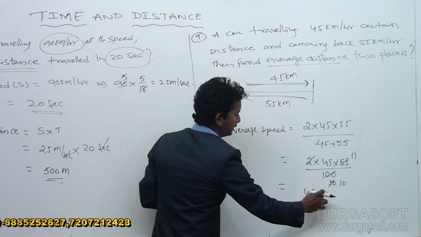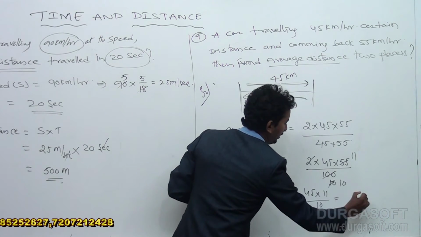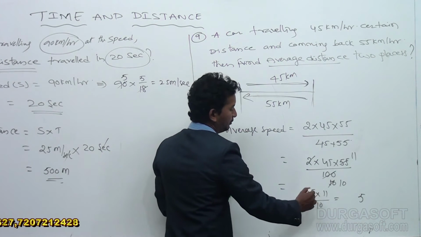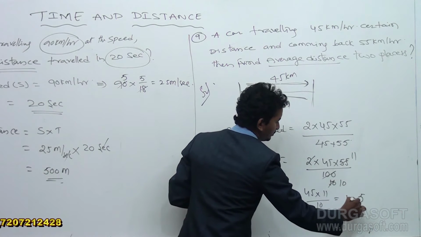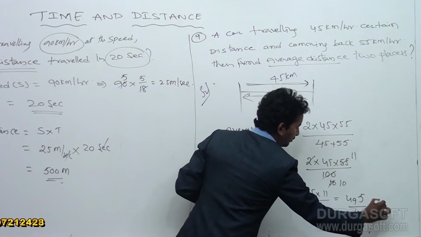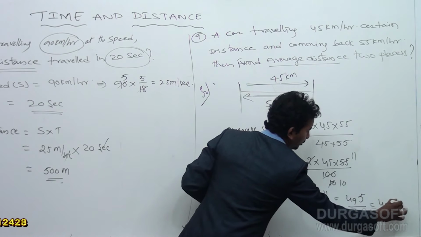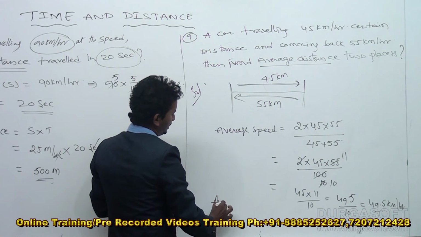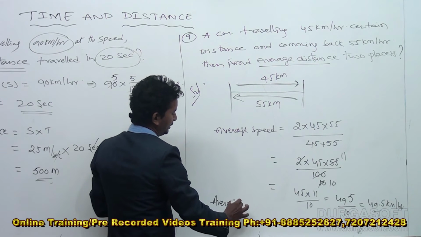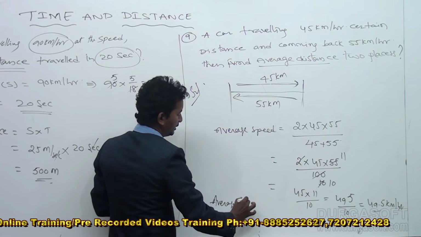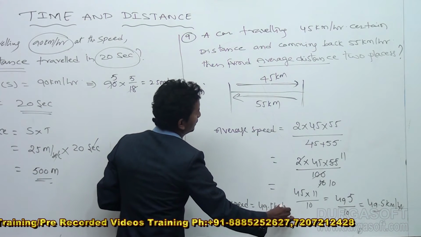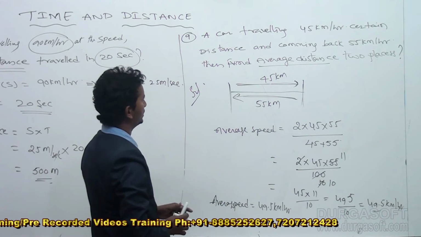Shall I calculate this one? 45 into 11: 5 ones are 5, 11 fives are 55, so 495, divided by 10 is 49.5 kilometer per hour. The average speed for the entire journey is 49.5 kilometer per hour.